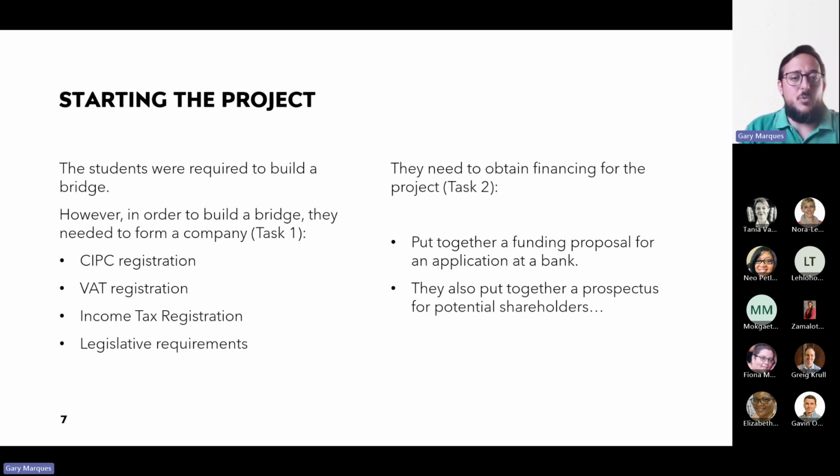You've got to register with SARS, which we all love, of course. There are various legislative requirements when you are setting up a company, and all of this needs to be detailed as their very first task. Bringing again to life this concept of integrated thinking, and a bit of critical thinking, in that the students needed to go and actually work through the legislation to understand how you set a company up. Task 2, we then asked them to put together some funding, so a funding proposal, because you're going to have to finance this, as well as a prospectus to potential shareholders.